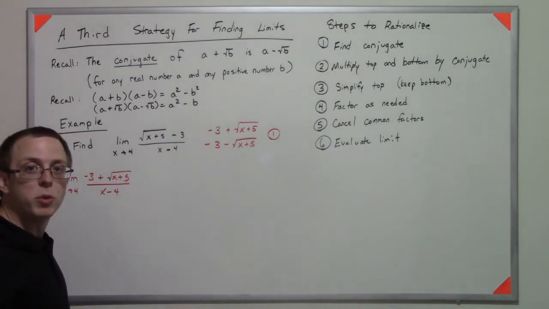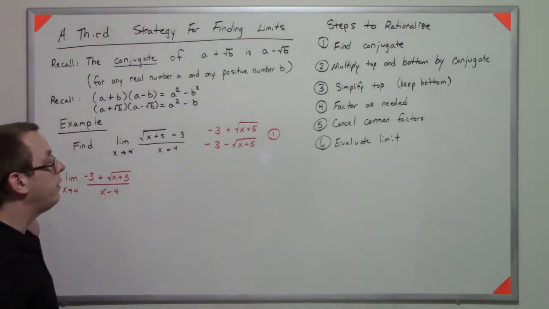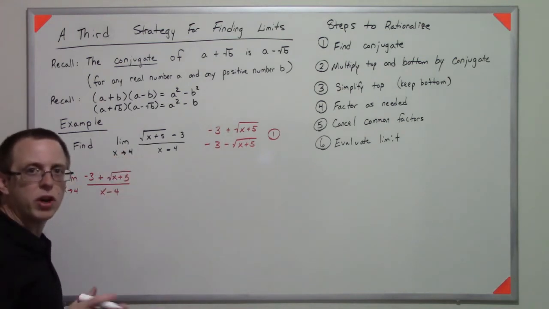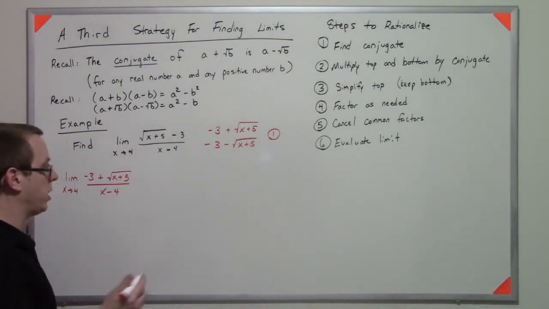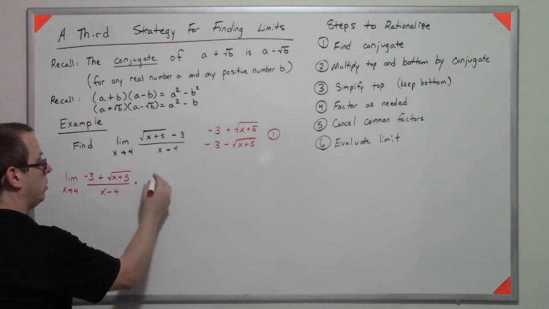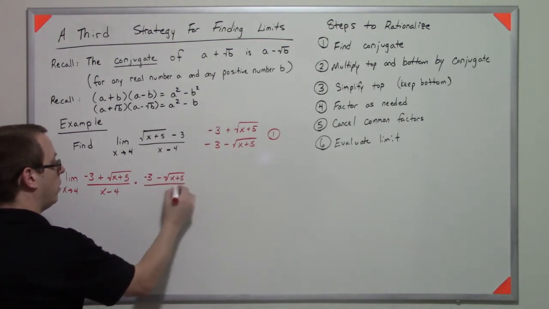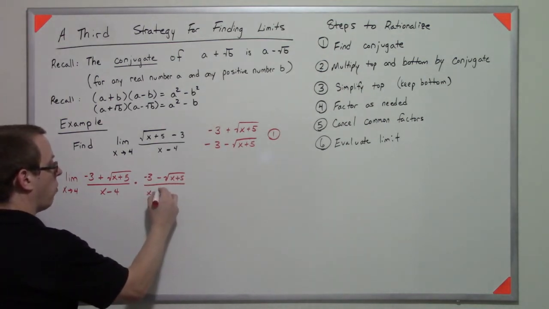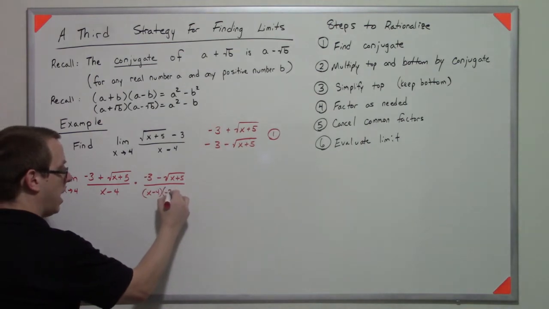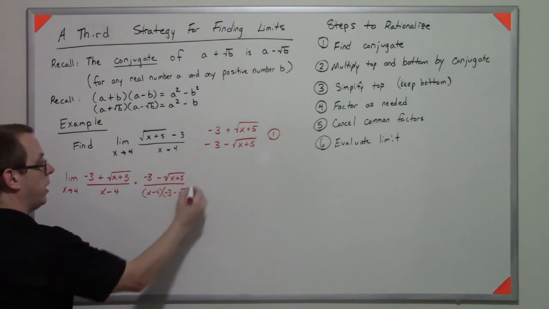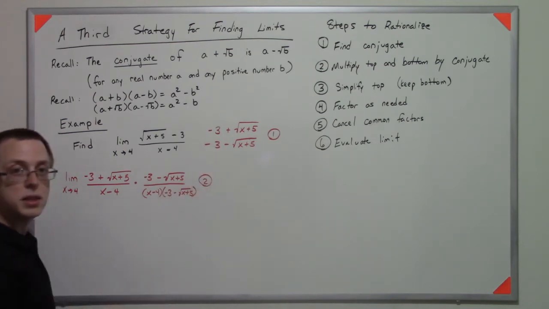Step 2 is to multiply top and bottom by the conjugate. That's not going to be an issue here, because if you evaluated the limit of the conjugate, it wouldn't be 0, so you're not multiplying top and bottom by 0. So step 2 is to multiply by negative 3 minus the square root of x plus 5 over x minus 4 times negative 3 minus the square root of x plus 5. Again, that's step 2.